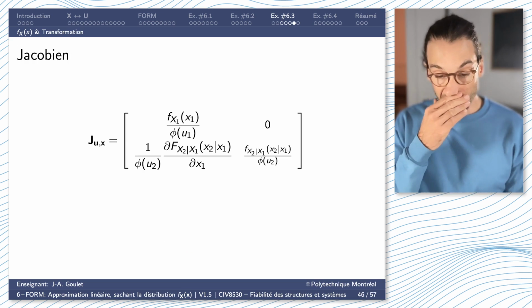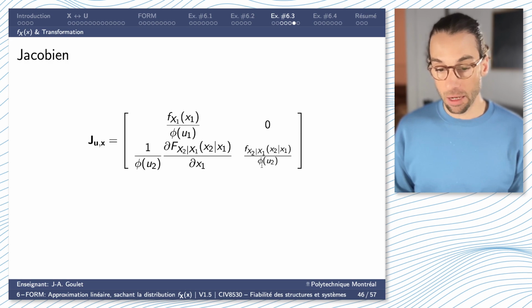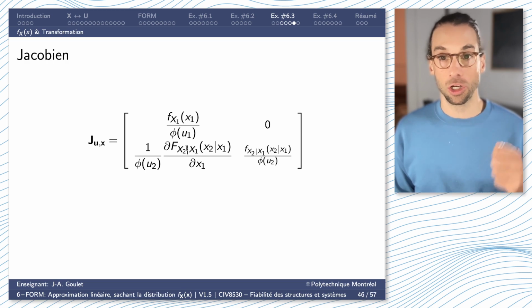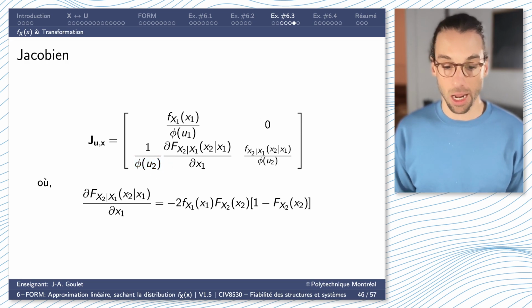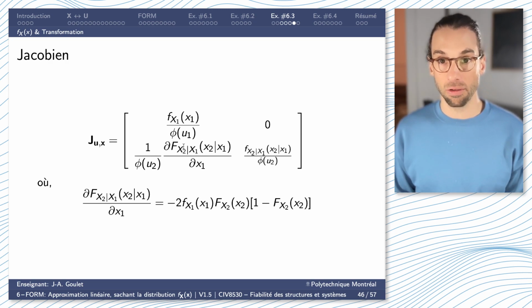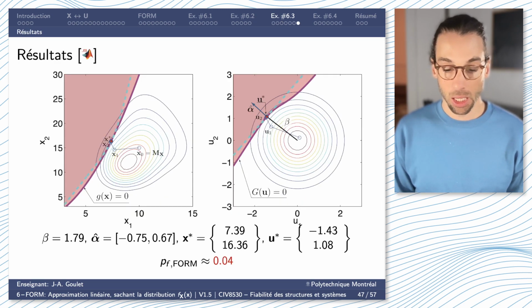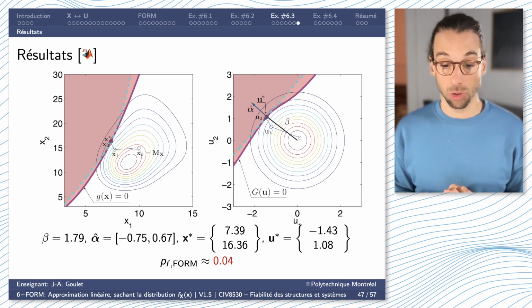So the Jacobian is obtained by this. Here we have the ratio of PDFs, the ratio of conditional PDF and marginal PDF, and we have this term here which involves the derivative of the conditional CDF and the marginal PDF of U2. We have 0 in the upper triangle, where the partial derivative of the conditional CDF is obtained by this analytical expression, and we can obtain all these fairly easily with the Morgenstern distribution.